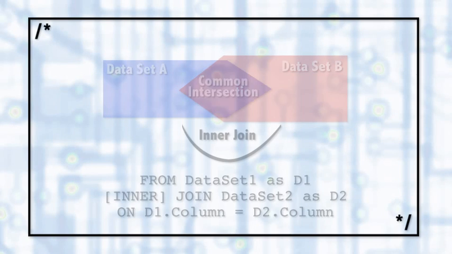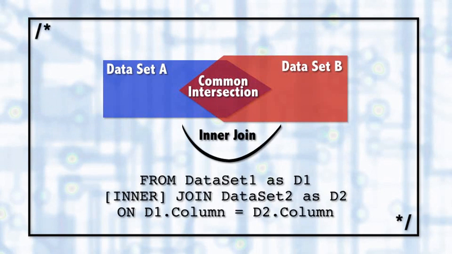An inner join, also called a natural join, is the intersection between two data sets. In other words, it's the information that's common between both data sets. The join happens inside the from clause, so the syntax is from the first data set, and then inner join data set number 2 on, and then you define the condition or what's common between the two data sets.